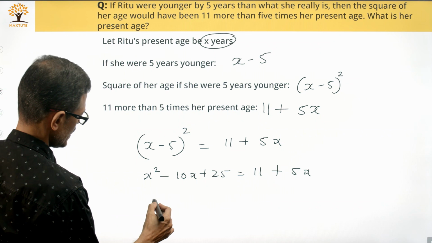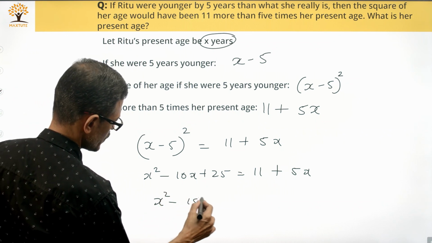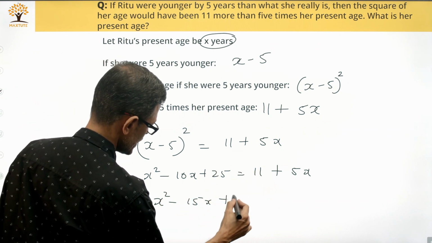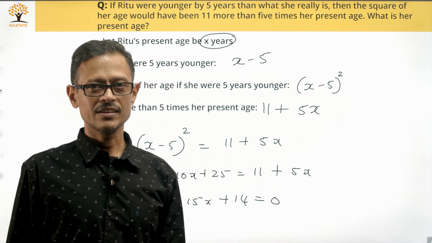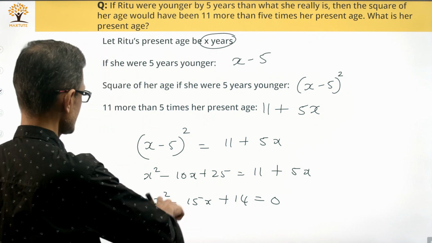Take all terms to one side. So you'll have x square minus 15x, 25 minus 11 is plus 14, is equal to 0. So now we have a typical quadratic equation. It's a factorizable quadratic equation. Let's take it to the next slide.